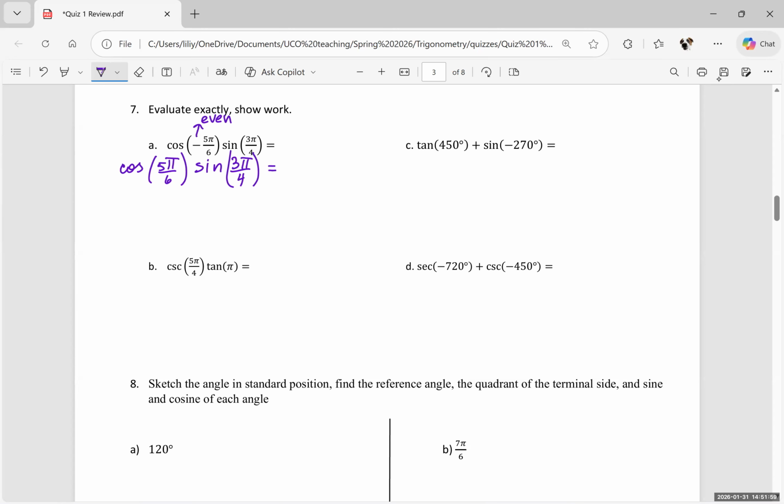From the unit circle, cosine of 5 pi over 6 is negative square root of 3 over 2, since it is in quadrant 2, and cosine is negative in quadrant 2. And sine of 3 pi over 4, also in quadrant 2, where sine is positive, is positive square root of 2 over 2. So on the top, that's minus a square root of 6, and on the bottom, it's 2 times 2, which is 4.